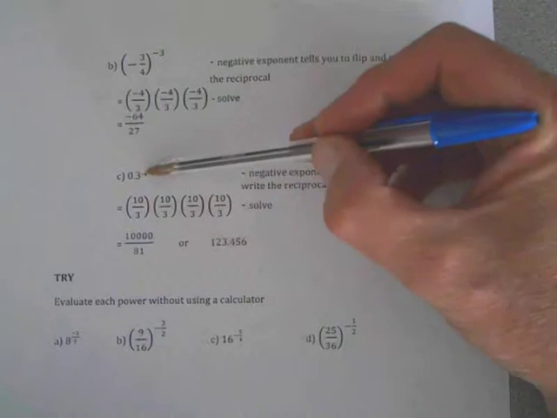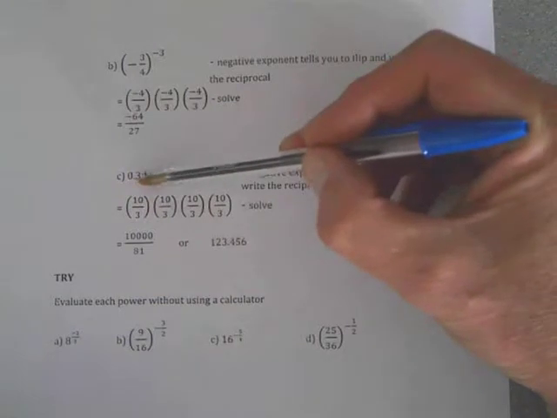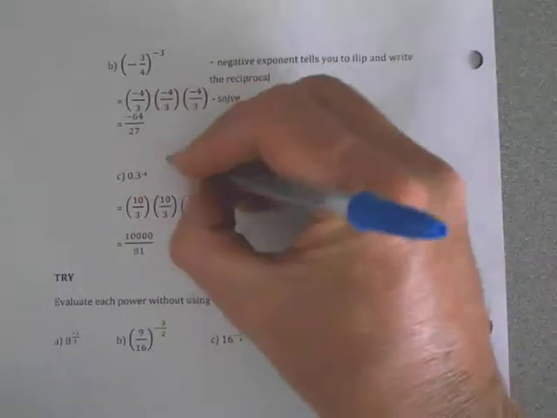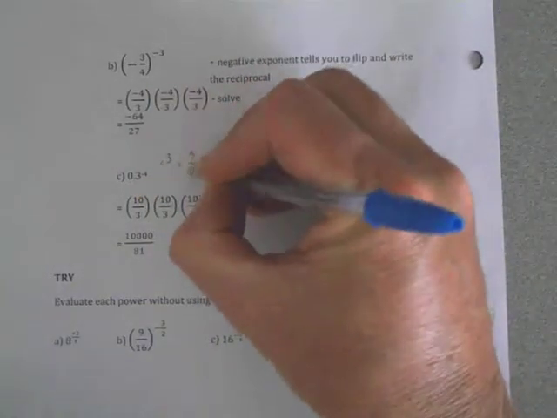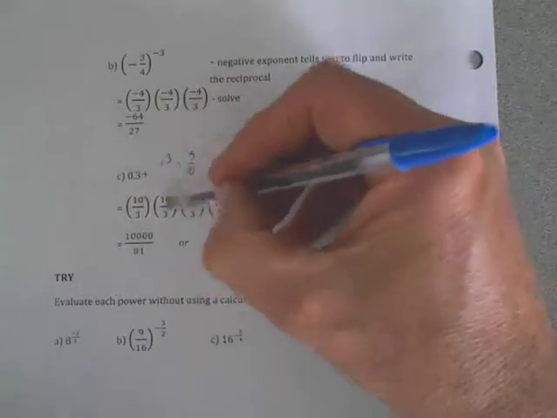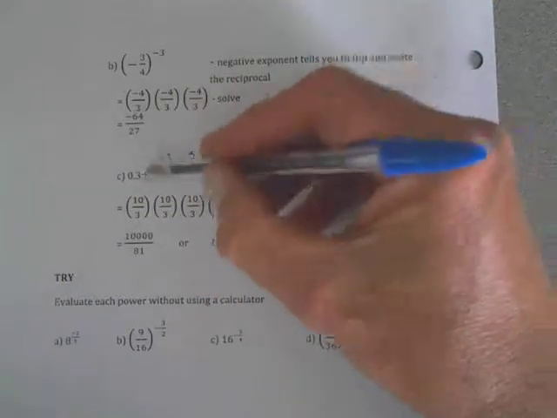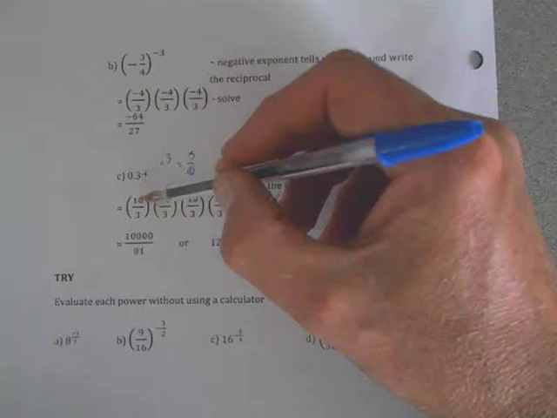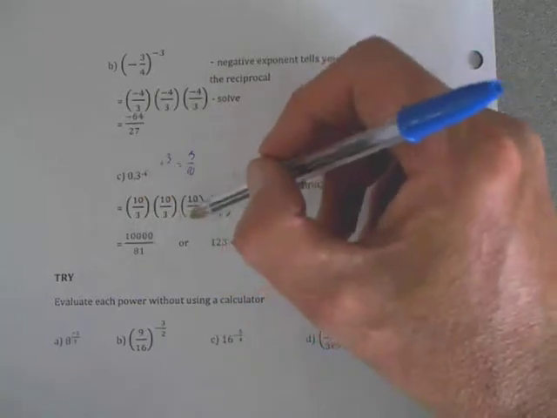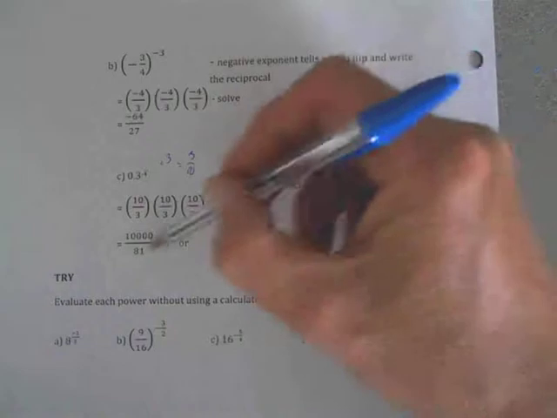Same with the next one: 0.3 to the power of negative 4. The negative 4 tells me to flip it. 0.3 is equal to 3 over 10. Because of the negative sign, I flip it, so 10 over 3, 10 over 3, 10 over 3, 10 over 3, because there are 4 of them. Multiply it: 10 times 10 times 10 times 10 equals 10,000. And 3 times 3 times 3 times 3 is 81.